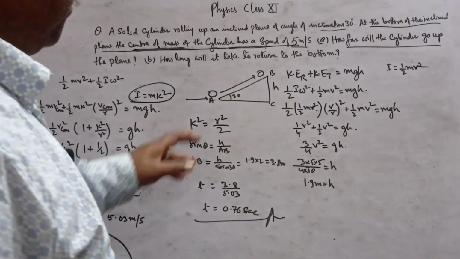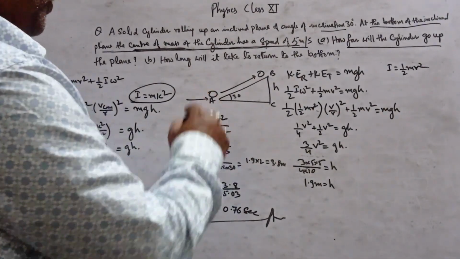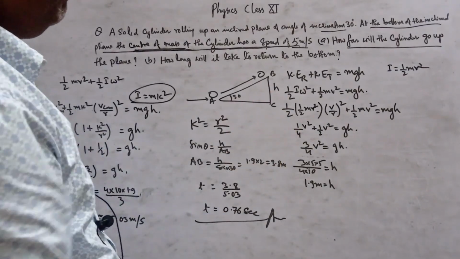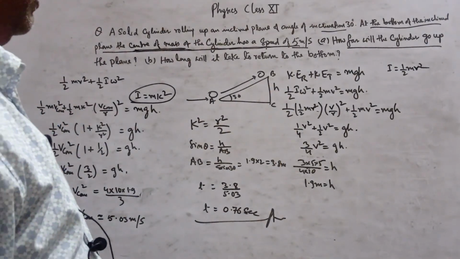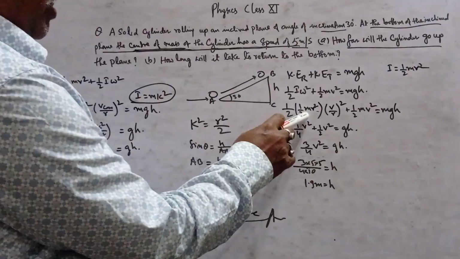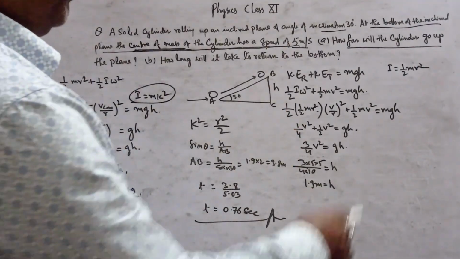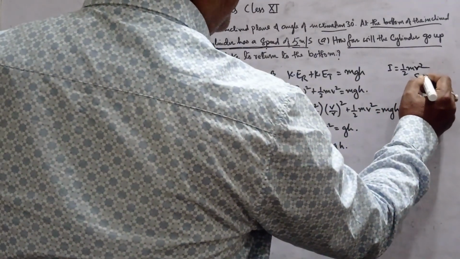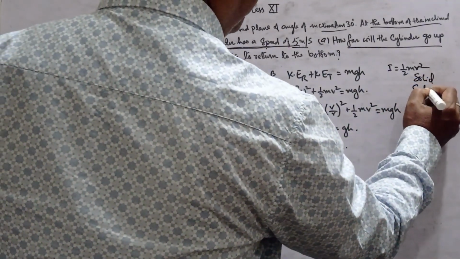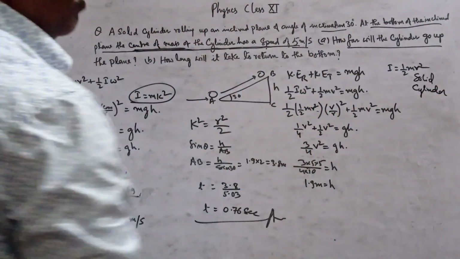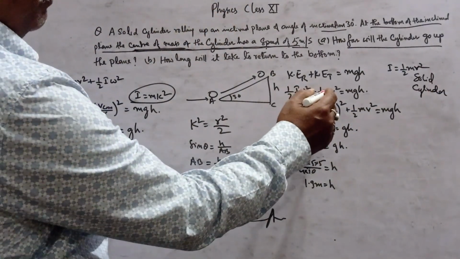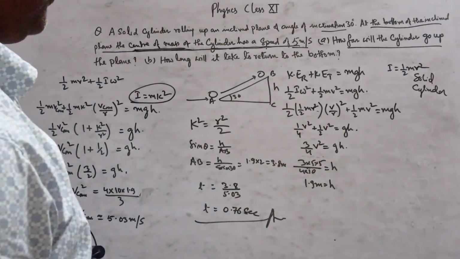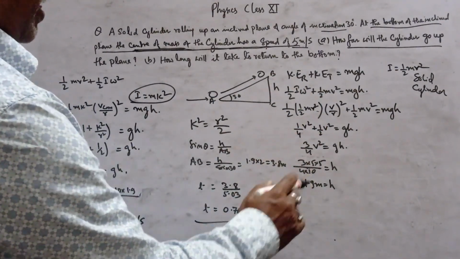Energy is conserved. There are two types of motion. One is the rotational motion and another is the translational motion. For rotational motion, the kinetic energy is half I omega square, and I is half m r square, because moment of inertia of a solid cylinder is half m r square, and omega is equal to v by r. Your r square cancels out, so this is the height.